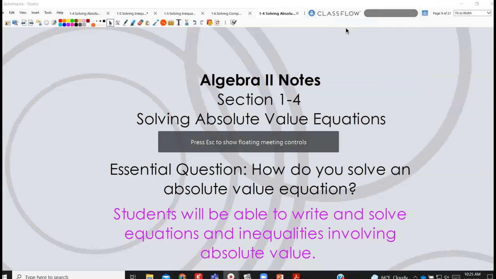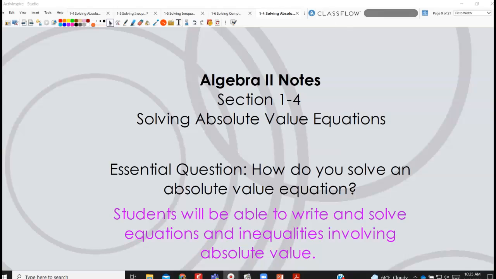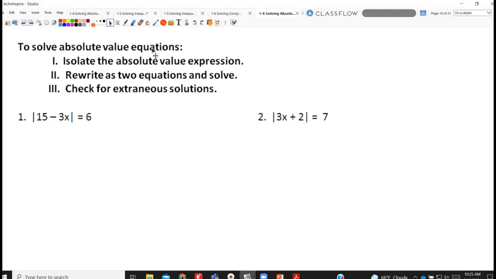So what we're going to do today is to solve absolute value equations. Yesterday we talked about what is an absolute value equation. Today we're going to talk about solving them. To solve an absolute value equation, you have to first isolate the absolute value. Next, rewrite it as two equations. Then solve. And finally, we have to check for extraneous solutions.